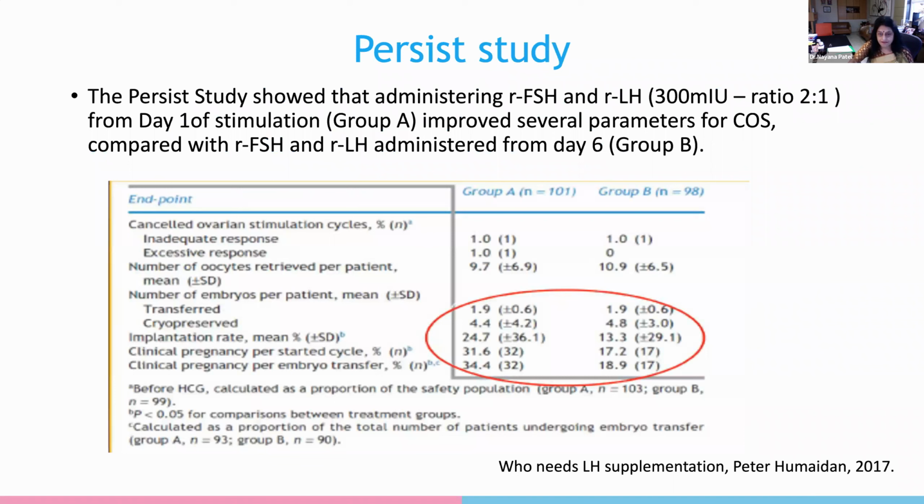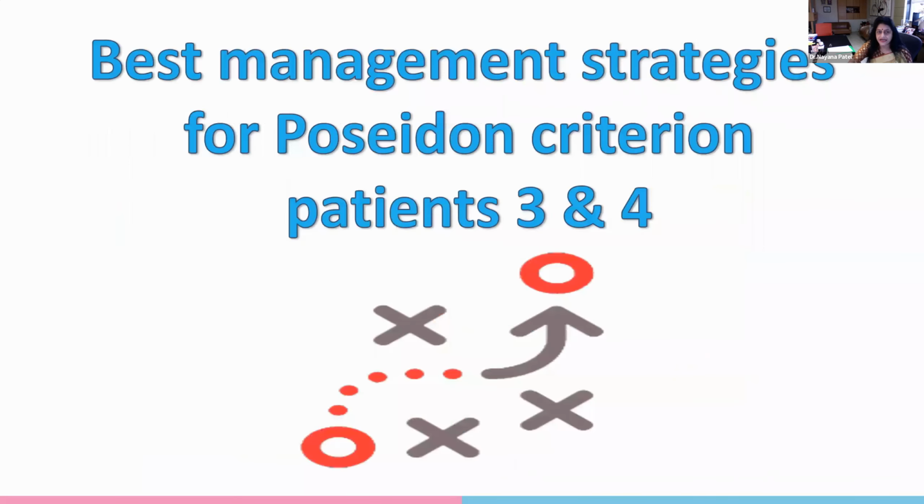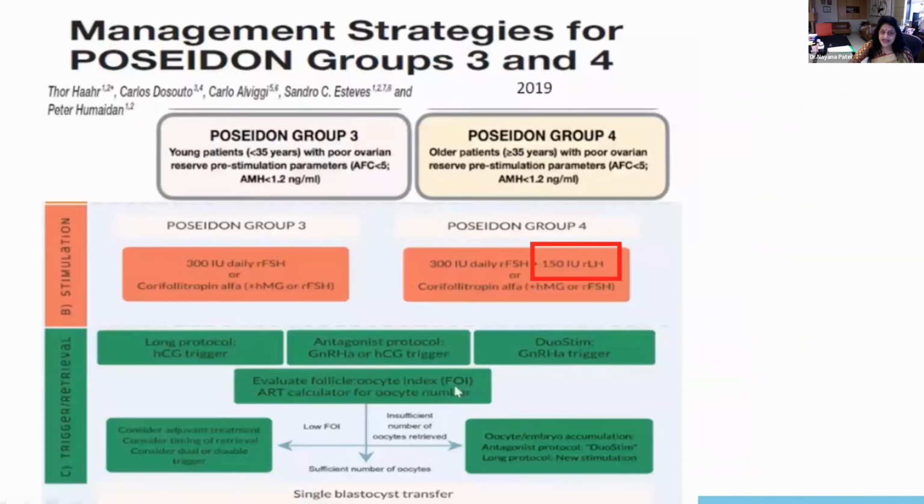Now, this is the PERSIST study, where the study has shown that administering REC FSH and REC LH in the ratio of 2:1, 300 to 150, improved several parameters in patients undergoing stimulation. They have shown that adding from day 1 or day 6, adding from day 1 had better chances than day 6. Now Poseidon 3 and 4, these are definitely the poor responders.